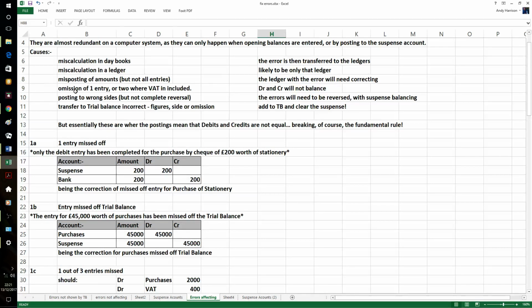We could also post it to the wrong side, but not a complete reversal, that's not shown by the trial balance. We've got to reverse the errors and then use the suspense account to balance off the difference. We could also just transfer to the trial balance incorrectly, figures, side or omission, so add to the trial balance and clear the suspense account. Either way, it's all about the fundamental rule of debits equaling credits being broken.